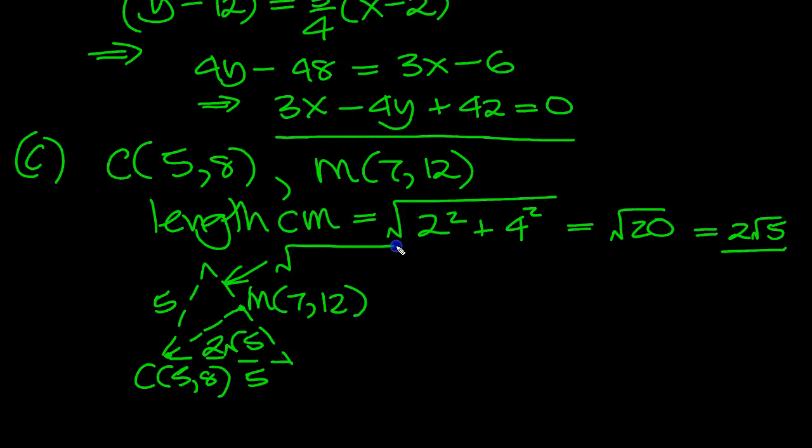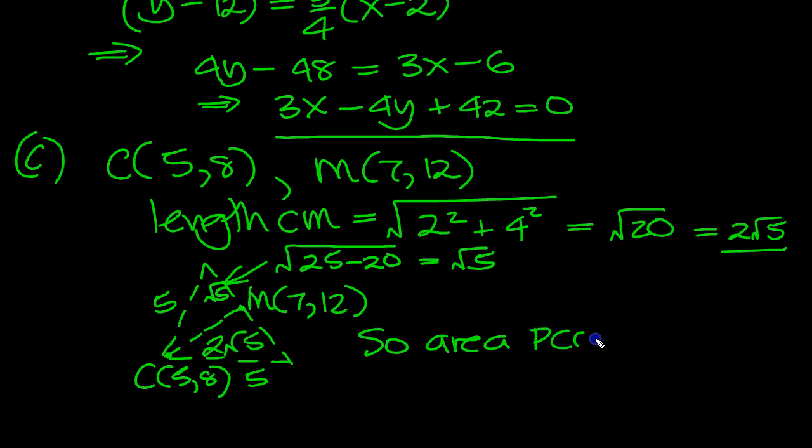It will be the square root of 5 squared, which is 25, minus this squared, which is 20, which is root 5. So I've just used Pythag to get that. So the area of PCQ is equal to a half base. Well, the total base will be 2 root 5, so it's root 5, half of that, times the height, which is 2 root 5. So we get an answer of 10 units squared.